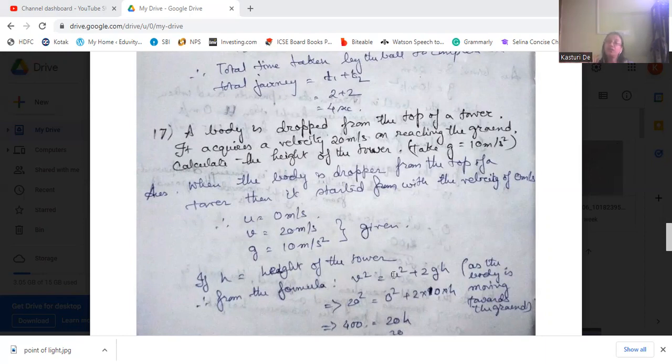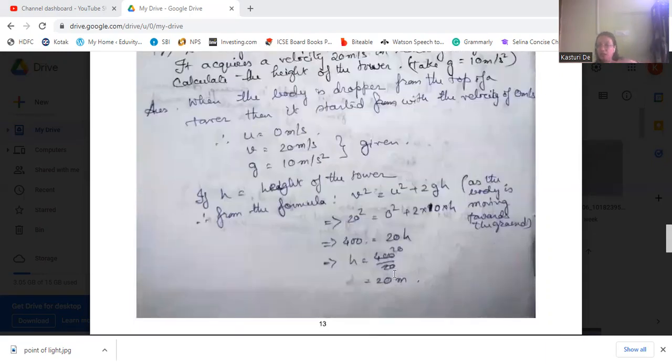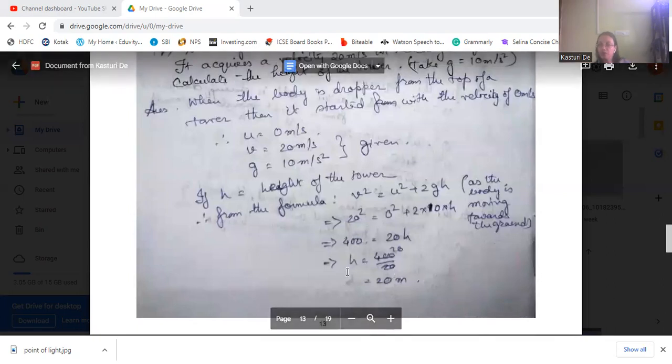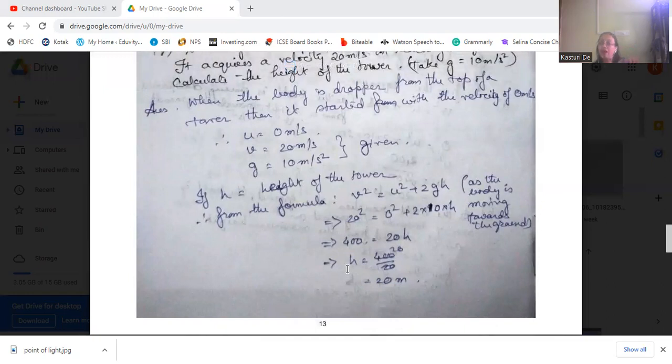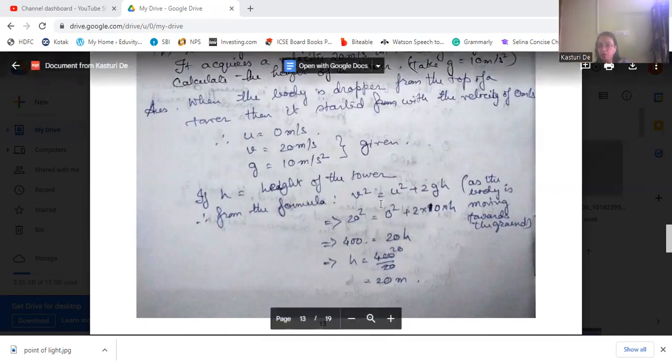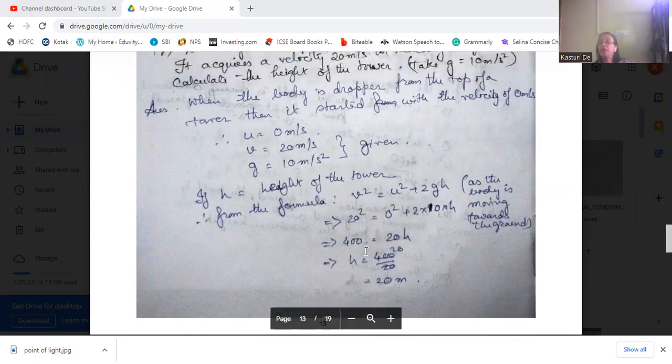The height of the tower, let's say it is h. Now from the formula, v square is equal to u square plus 2gh, because it's coming back towards the ground. If we put in the values, we get h is equal to 20 meters.